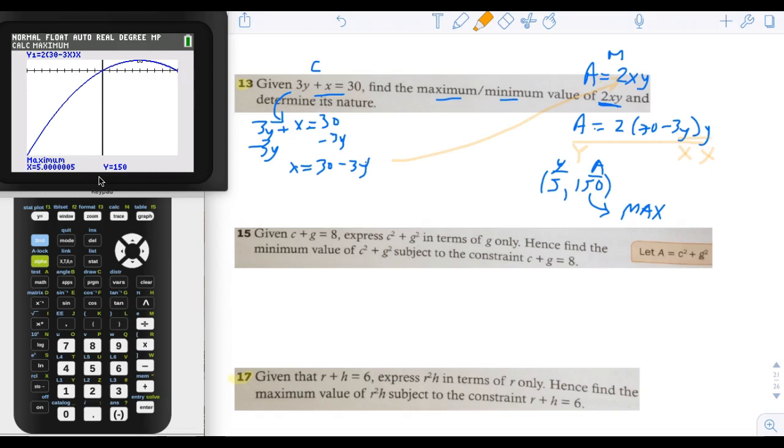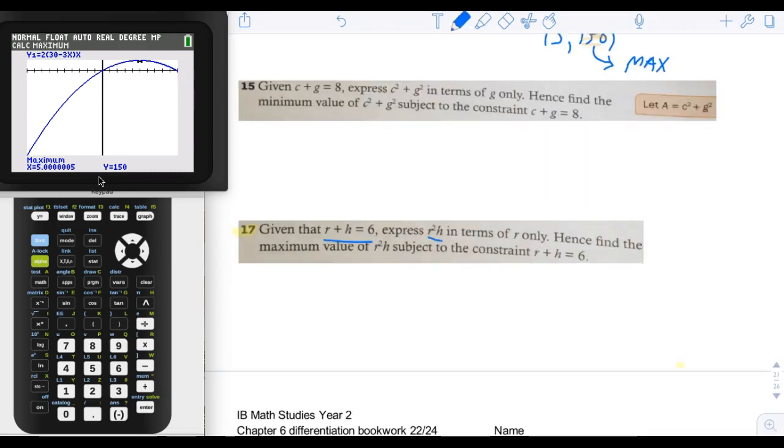Okay, let's move on to the last one. Now we have this equation here, and we have this equation here. Given that r plus h equals x, express r squared h in terms of r only, okay? Hence, find the maximum value of r squared h subject to the constraint r plus h equals 6. So, they're telling us that this is the constraint equation. That means this, big A equals r squared h, is the main equation. Okay? So, they're also telling us that they want the main equation with only r's in it.